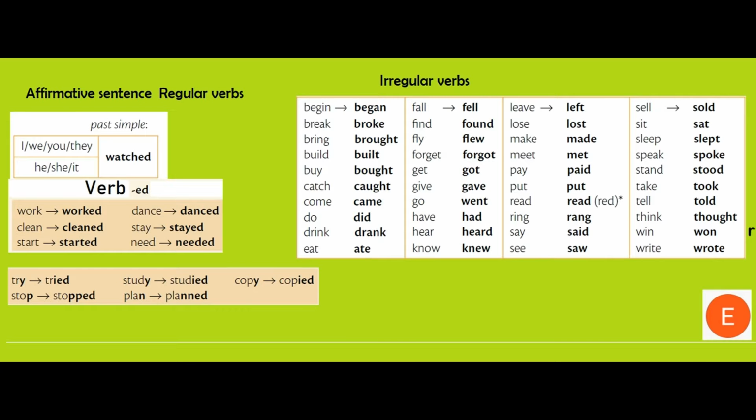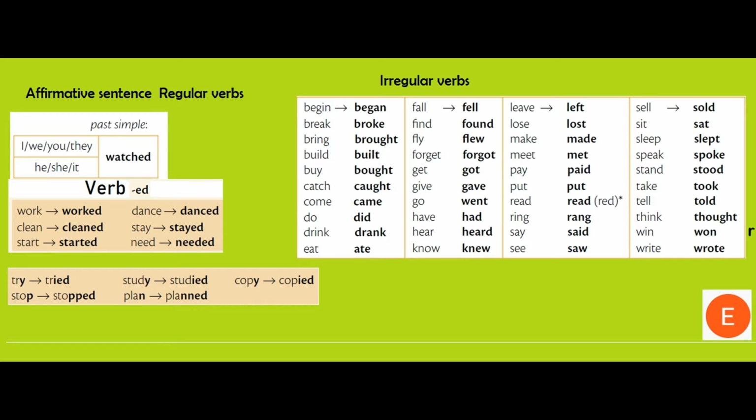Let's speak about the structure of the sentence. Affirmative sentence in past simple. We use the main verb. To form the past form of the verb, we have to add the ed ending. When the verb ends in e, we add only d. For example, arrive, arrived. When the verb ends in consonant plus y, we change the y to i and add ed. For example, try, tried.